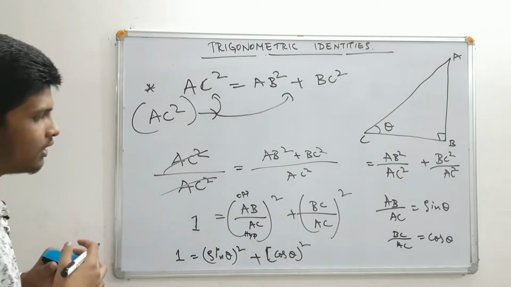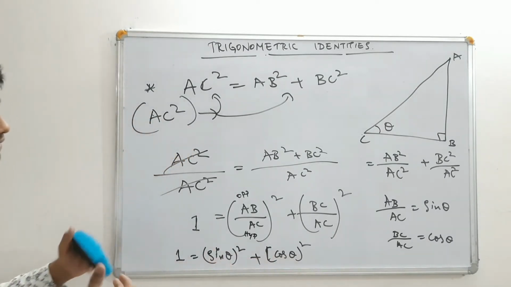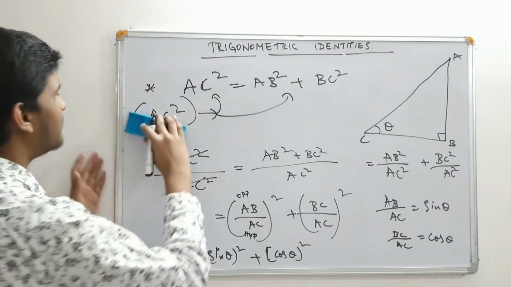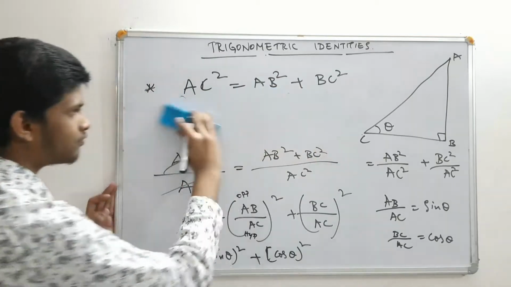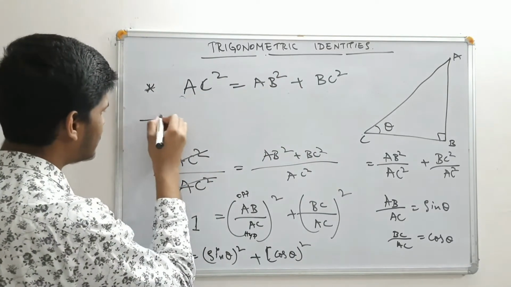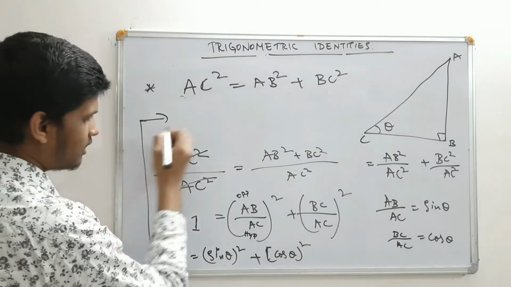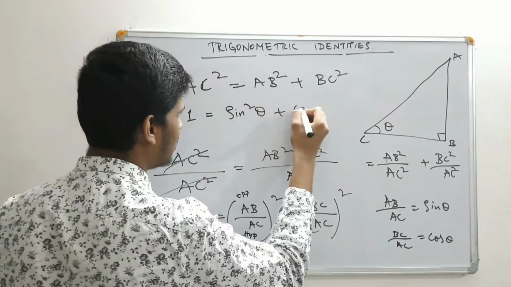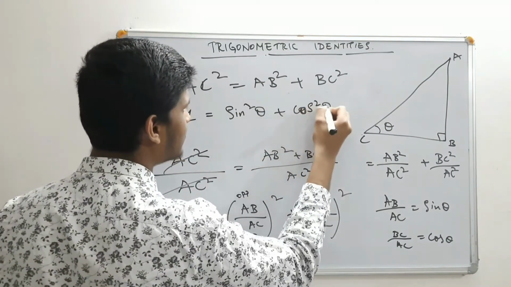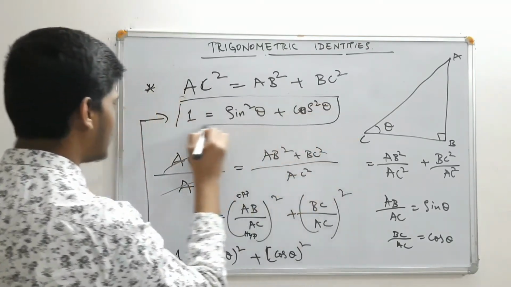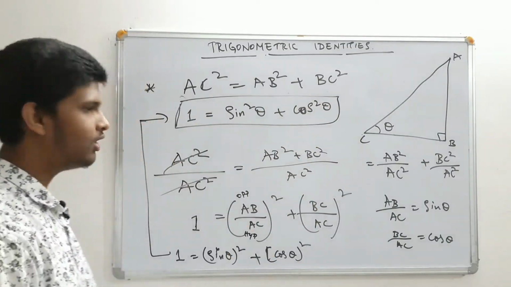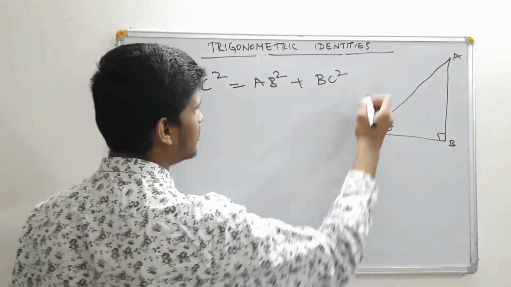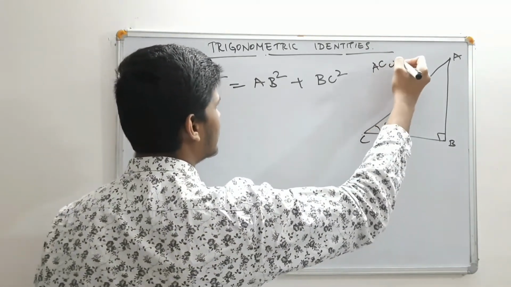And as I said before, if you remember how we can write this thing, let me erase this. So this one will become 1 is equal to sine square theta plus cos square theta. That's it. This is one identity we got by dividing with AC. So when we divide with AC, we'll get one identity.